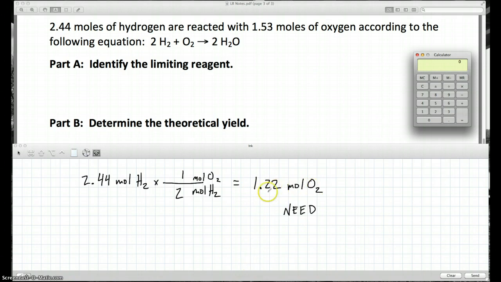Well, what does that tell us? We need less than what we have, so we have extra. So what that means is the O2 is the excess reagent. We're going to have extra oxygen. Again, you calculate what you need. So we need 1.22 moles of O2. Well, we have 1.53 moles of oxygen. So we have extra. Well, if O2 is the excess reagent, by definition, H2, the other reactant, will be your limiting reagent.